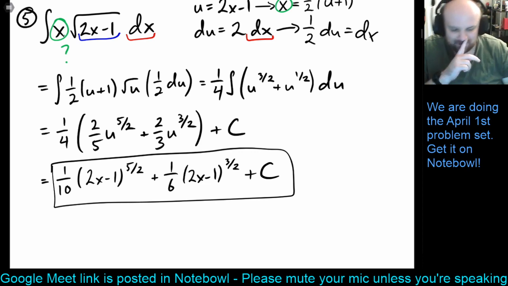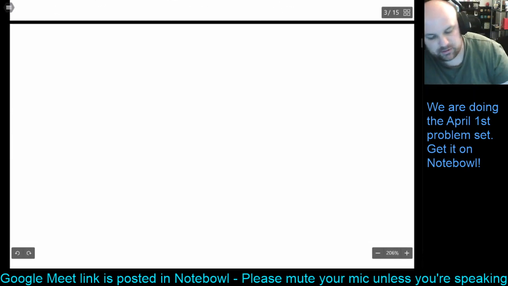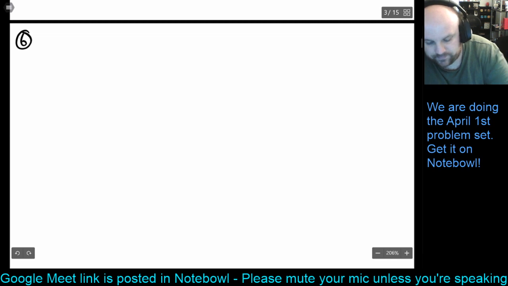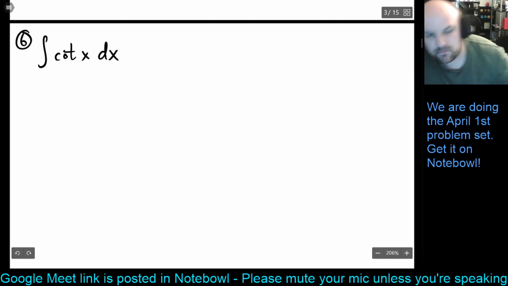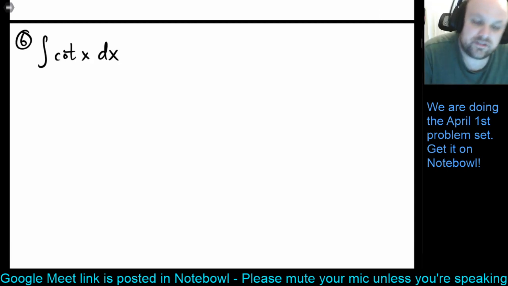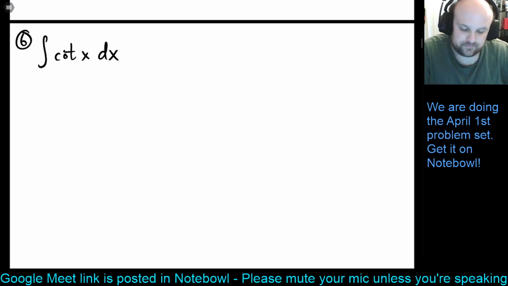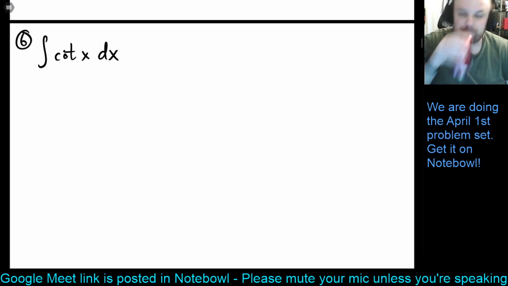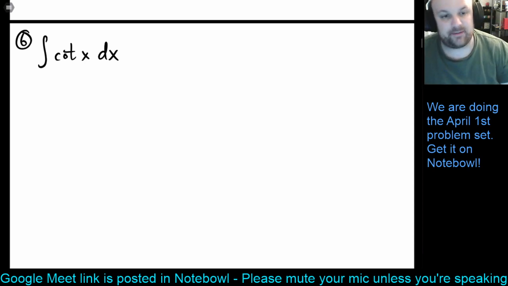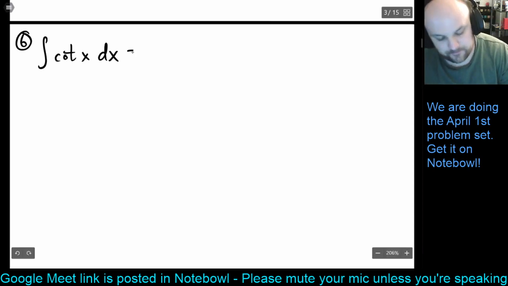Awesome. All right. So let's look at problem 6. This is the integral of cotangent of x dx. When we integrate this, it's going to go similar to how the integral of tangent went. We integrated tangent in the lecture videos. Let's look at how we integrate cotangent. This one's actually a little bit nicer.